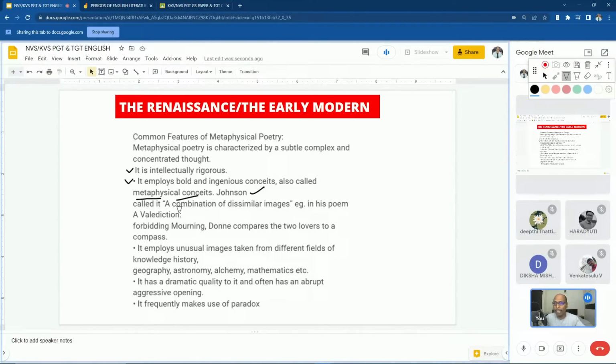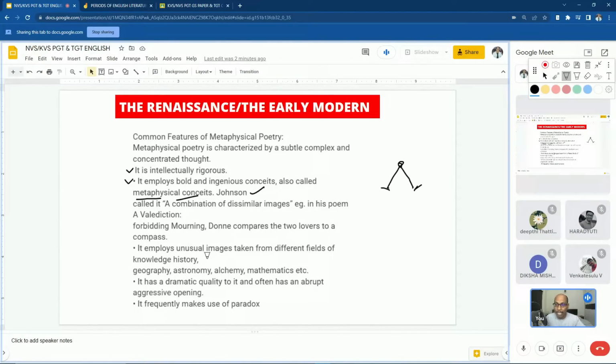For example, in his poem A Valediction: Forbidding Mourning, Donne compares the two lovers to a compass. He used this kind of compass, with this needle and this needle: his lady love is here and the male one is here, and their souls are connected here. So he used this compass to express the love between these two people.